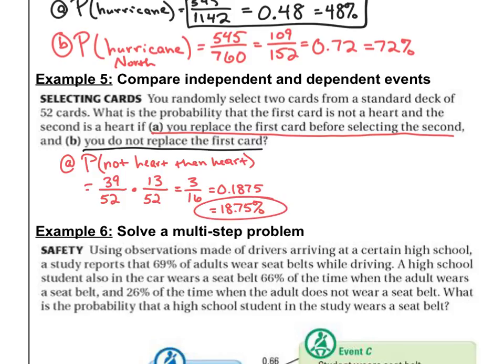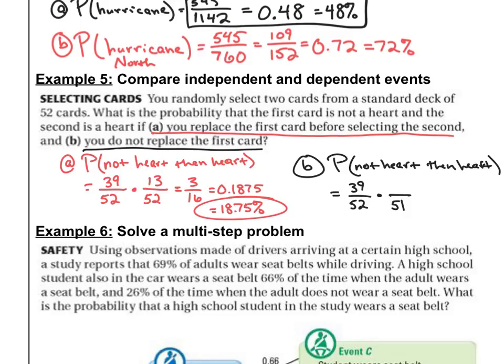Now, we're going to see what we do when we don't replace the card. So we're still doing the same thing. So not heart, then heart. So probability the first one is not a heart is still 39 over 52. Now this is going to go down by 1, so we're down to 51. But we're not choosing a heart the first time, so it's not going to affect our top number. So top numbers will be the same, bottom numbers will not. We multiply those together. You get 13 over 68.